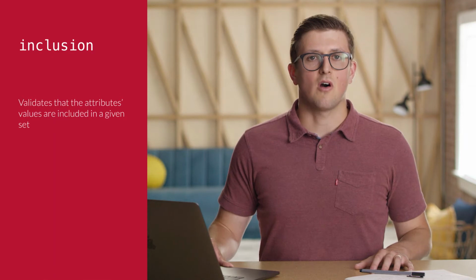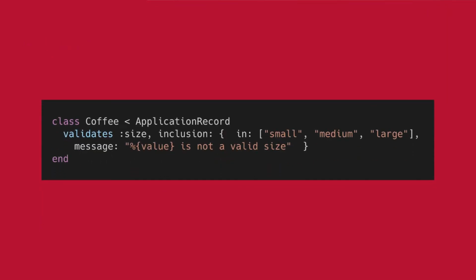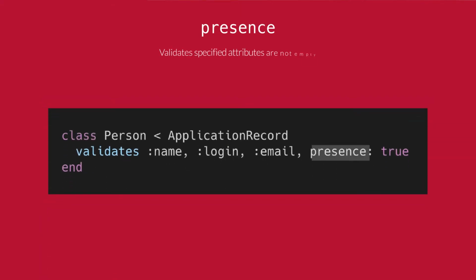The inclusion helper validates that the attribute's values are included in a given set. For example, we can validate that a coffee object's size attribute is only either small, medium, or large. Notice how inclusion is accepting the in option that includes the set that only inclusion will check against. The presence helper validates that the specified attributes are not empty. Under the hood, it uses the blank method to check if the value is either nil or a blank string.